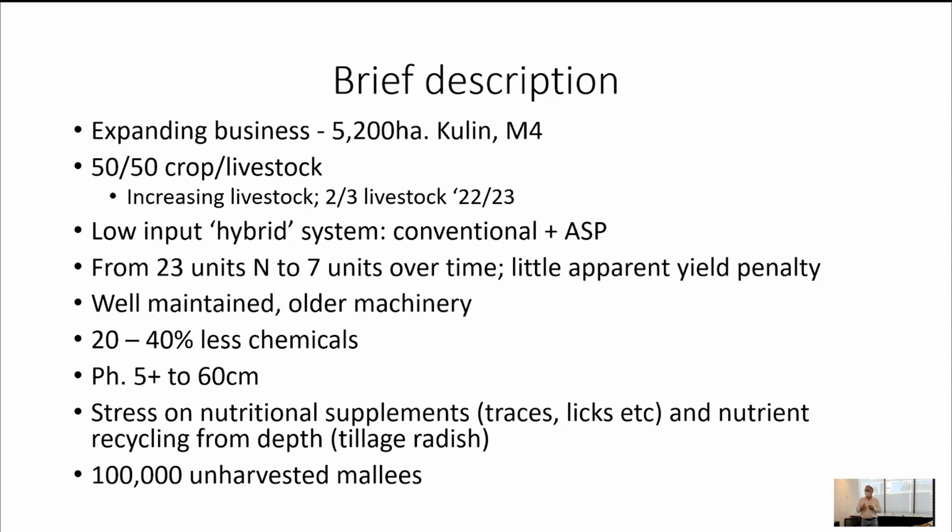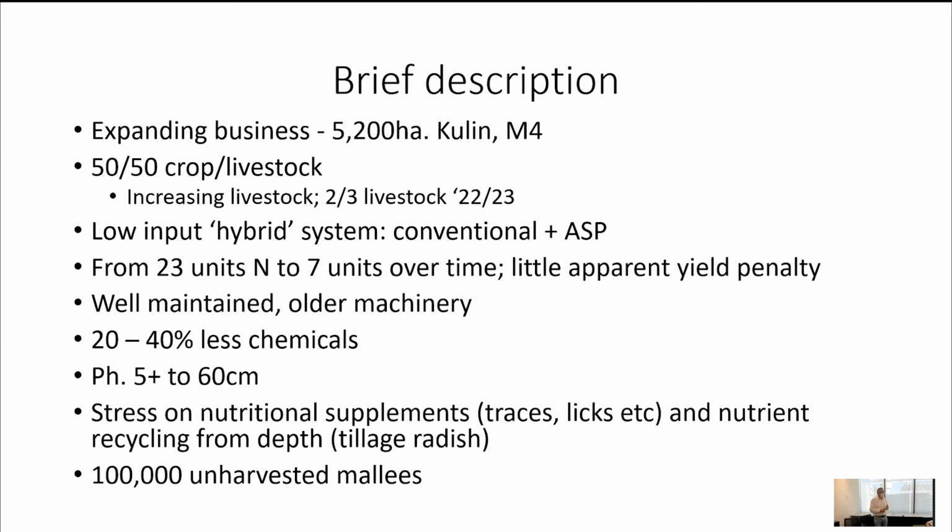Again, with this low input system, they've got very well maintained older machinery and don't have a big cropping program. They don't have the pressure on, so maintenance of old machinery does very well. They use a lot less chemicals, 20 to 40 percent less. There's a big emphasis on nutrition and soil chemistry, so a big liming program and application of a lot of trace elements, liquid calcium carbonates, all over the place.